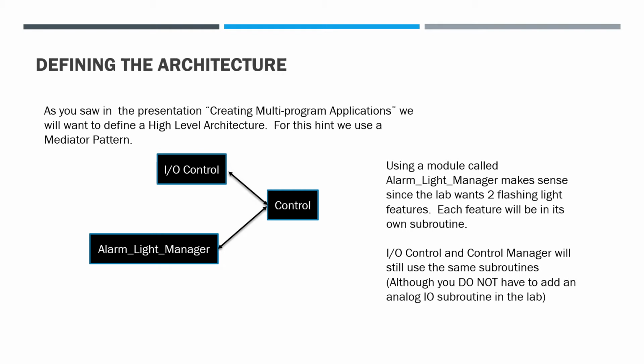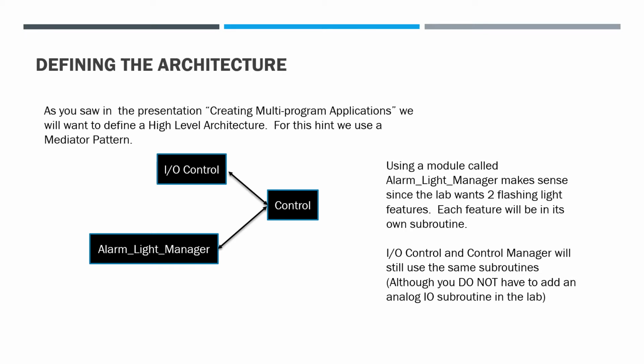Lab 1 asks you to actually create an initial PLC Fiddle program that causes two lights to flash, and it so happens that you need to have that in the second part, which is tied to creating an architecture and writing multiple PLC Fiddle programs that represent different aspects of that architecture. As you saw in the presentation on creating multi-program applications, we want to define a high-level architecture to start with, and we want to use the mediator pattern. Essentially, it's the exact same thing that was in the previous presentation.